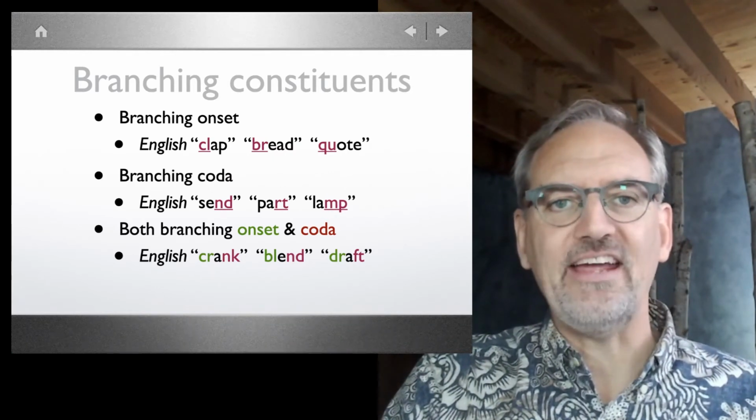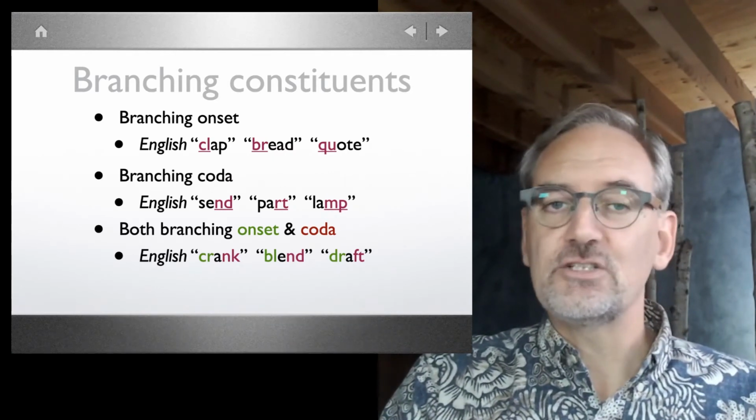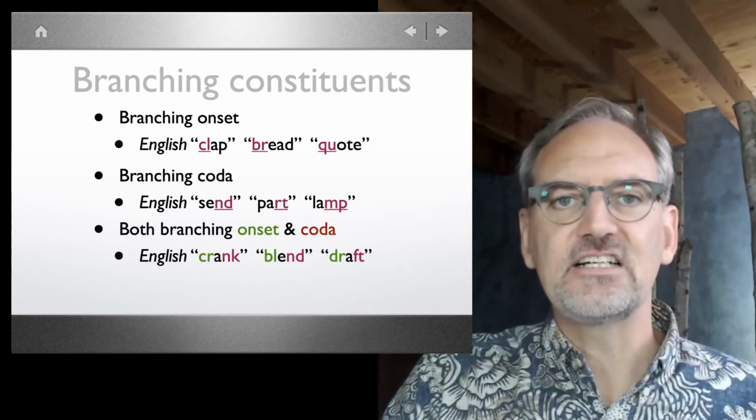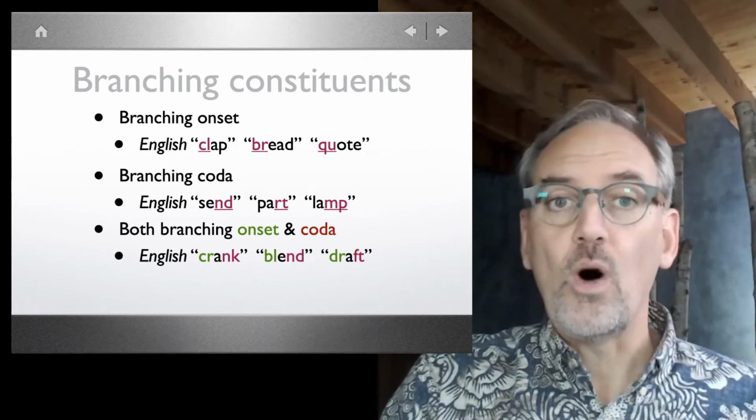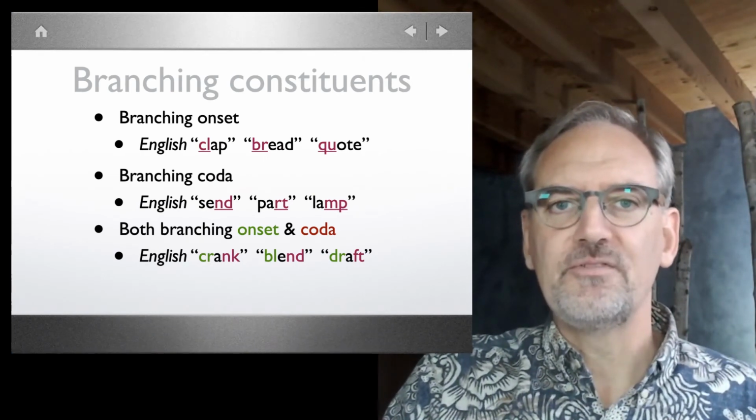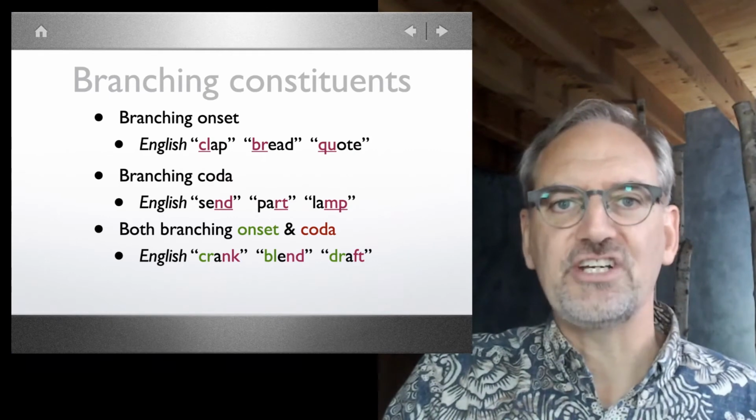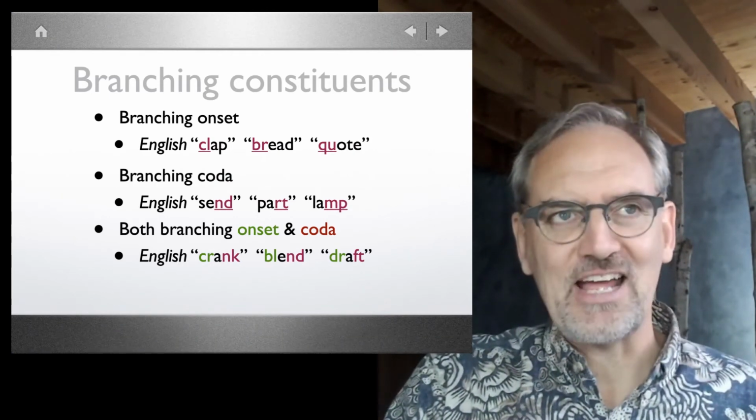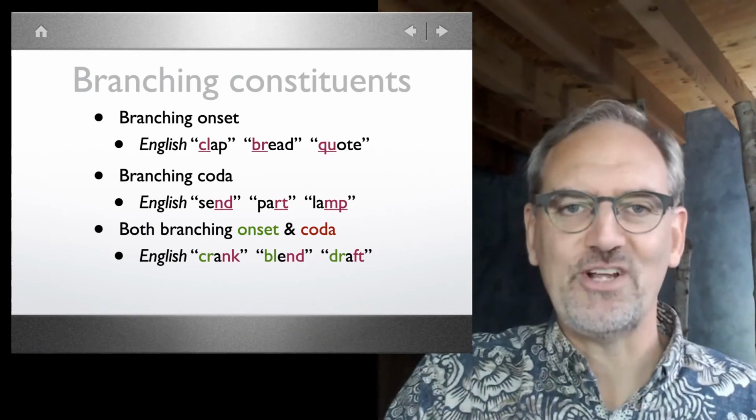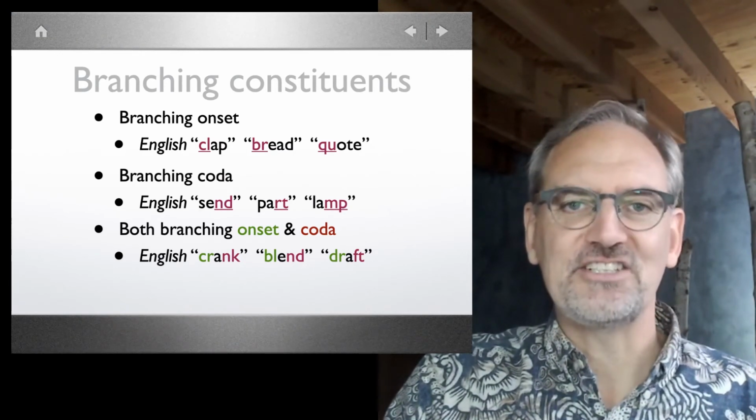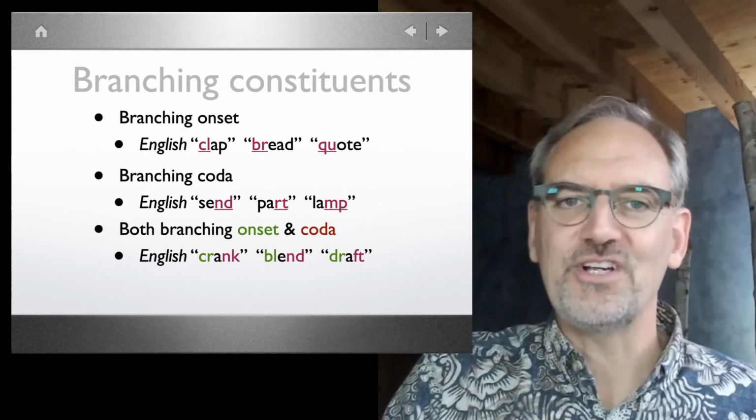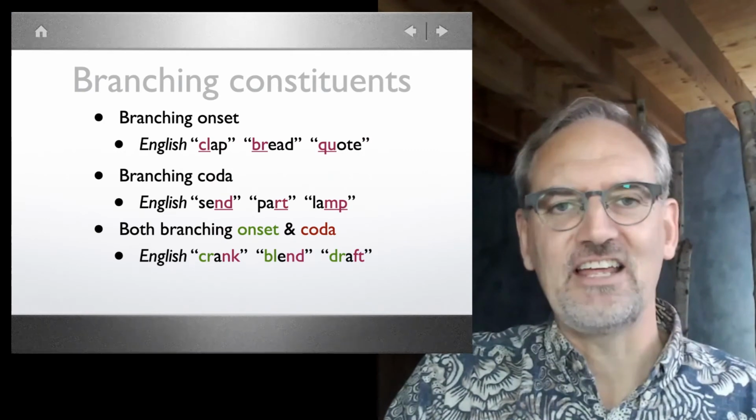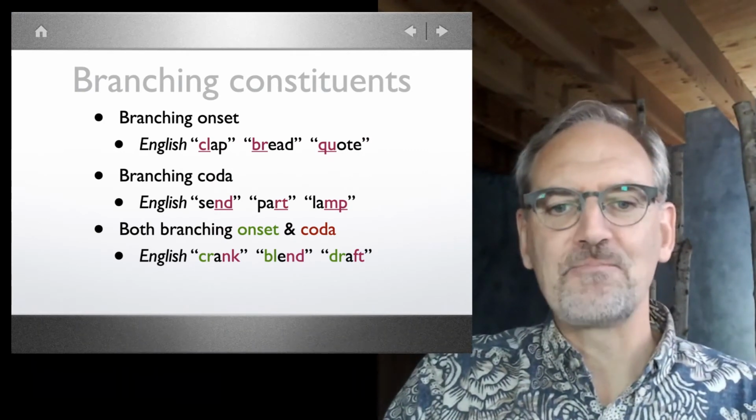Okay. It's possible to have a word that has both a branching onset and a branching coda. A word like crank, crank. So even though there are 5 segments, k, r, a, n, k, crank, right? It's one syllable. One syllable with 3 branching constituents. The rhyme branches into the nucleus and the coda. The onset branches into 2 segments. The coda branches into 2 segments, but there's 1 segment in the nucleus, crank.